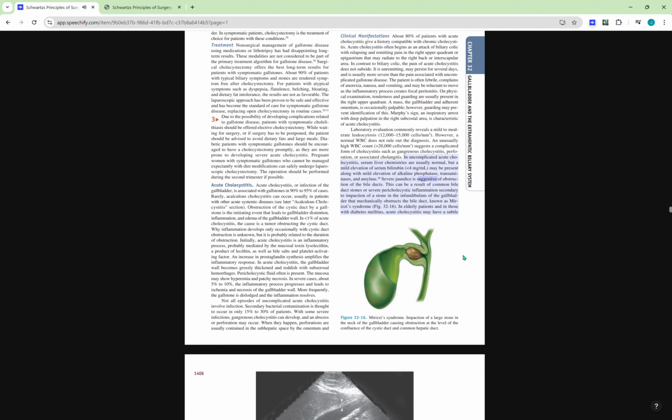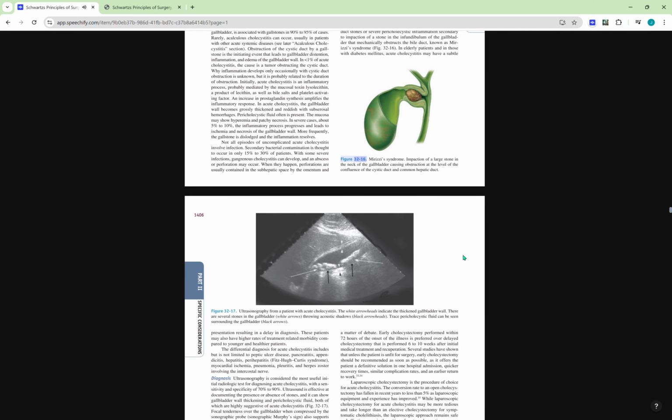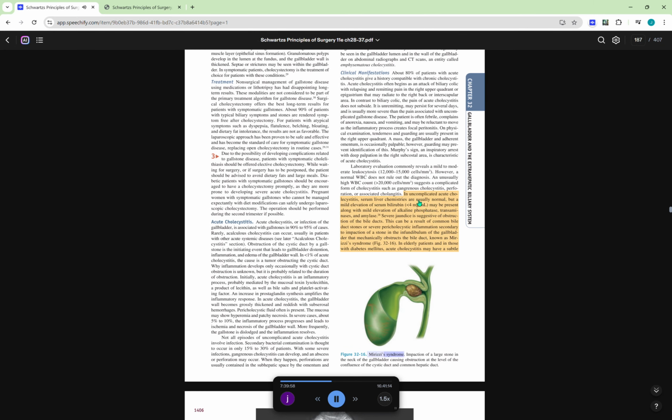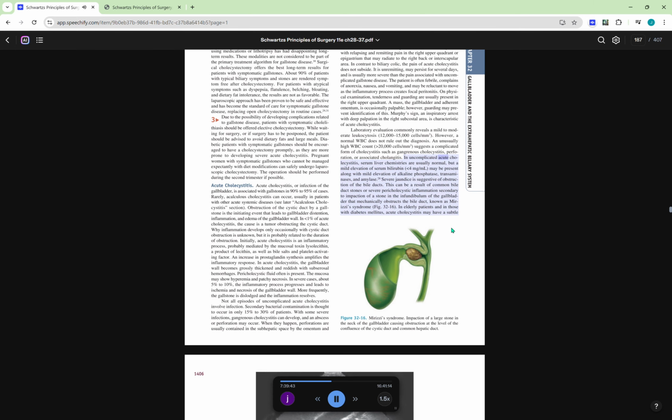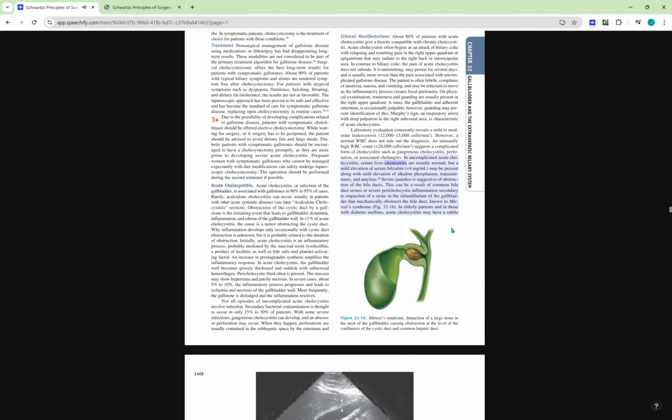Severe jaundice is suggestive of obstruction of the bile ducts. This can be a result of common bile duct stones or severe pericholecystic inflammation secondary to impaction of a stone in the infundibulum of the gallbladder that mechanically obstructs the bile duct, known as Mirizzi's syndrome. In elderly patients and in those with diabetes mellitus, acute cholecystitis may have a subtle presentation. Figure 32-16, Mirizzi's syndrome.